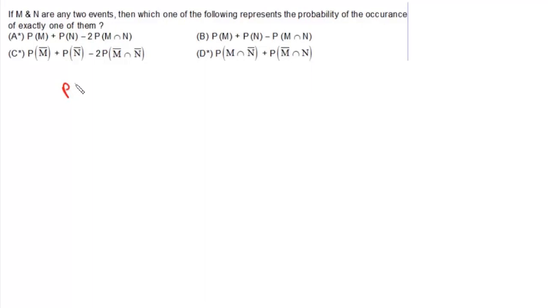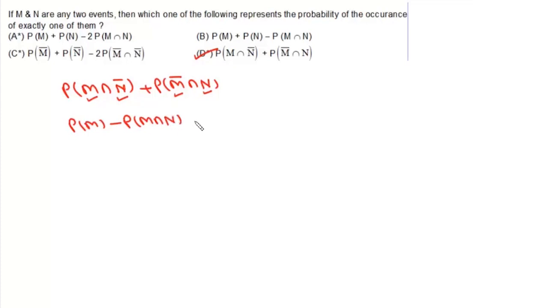Now the probability of occurrence of exactly one of them is the probability of M intersection N naught plus the probability of M naught intersection N, which is M occurs and N does not occur, or N occurs and M does not occur, which is your option D. Now we can write this as P(M) minus P(M intersection N), and the same way P(N) minus P(M intersection N), which is probability of M plus probability of N minus 2 times probability of M intersection N, which is your option A.